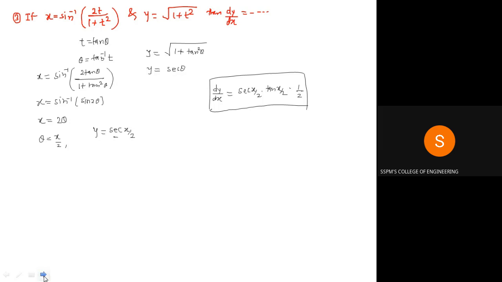Okay, so we have seen a number of examples in differentiation. Along with that, we'll see the application of differentiation. So what are the applications? For example, velocity, acceleration. These are examples of application of differentiation. So see here the application. We'll see an example on application of differentiation.